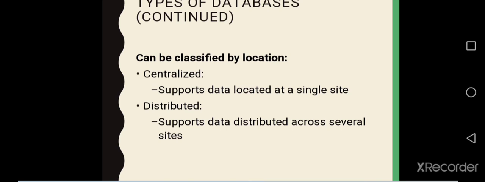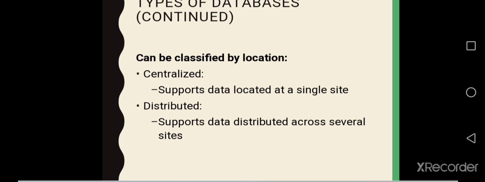Types of databases can also be classified by location. It can be centralized or it can be distributed. When we say centralized, it supports data located at a single site. For example, student enrollment in a university. The database is centralized because all the transactions of the students are stored in the registrar's office.